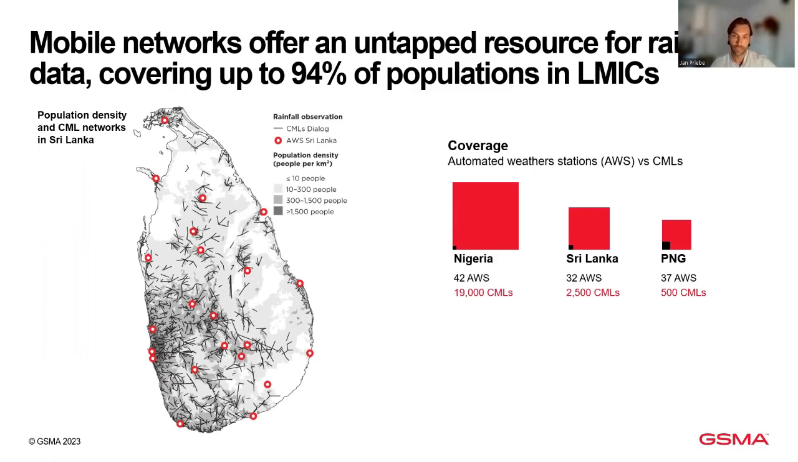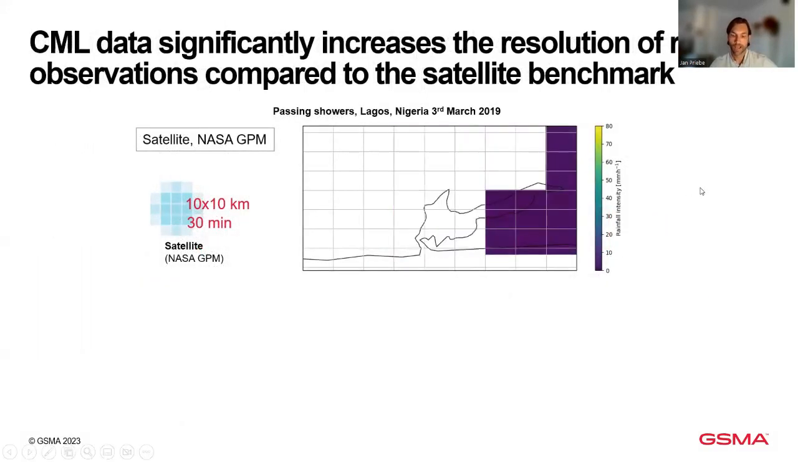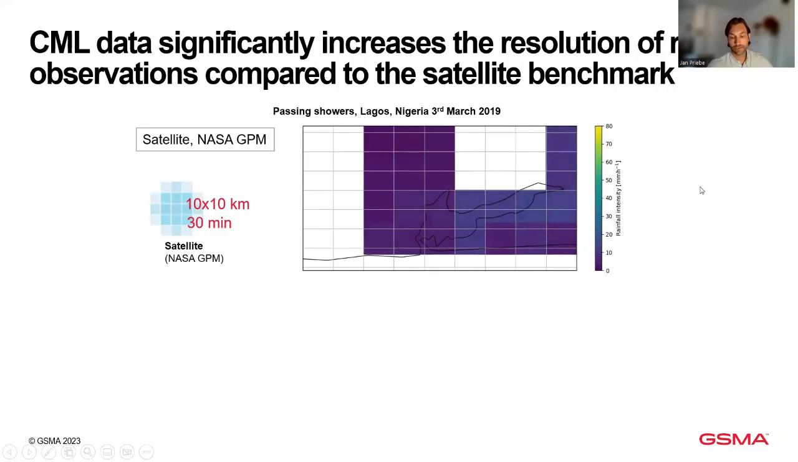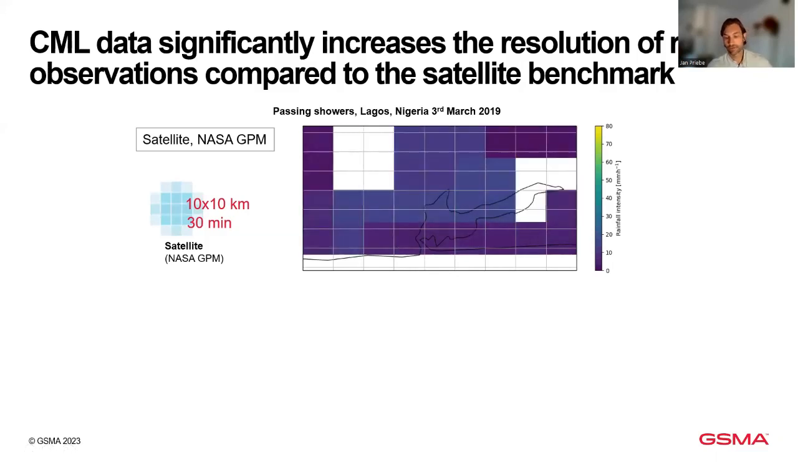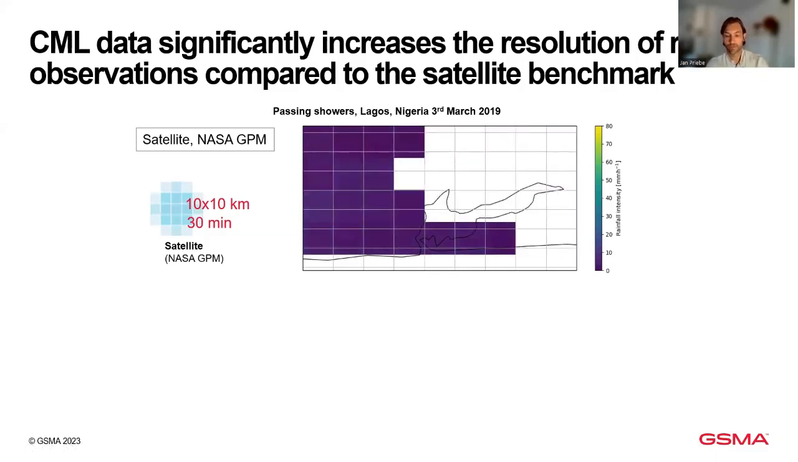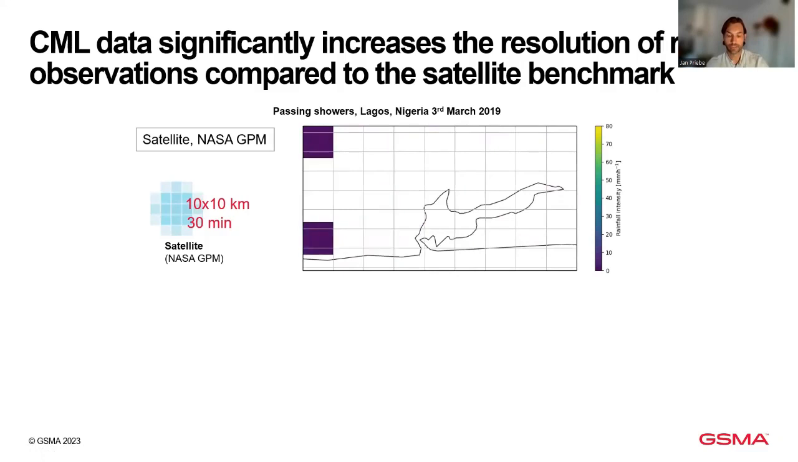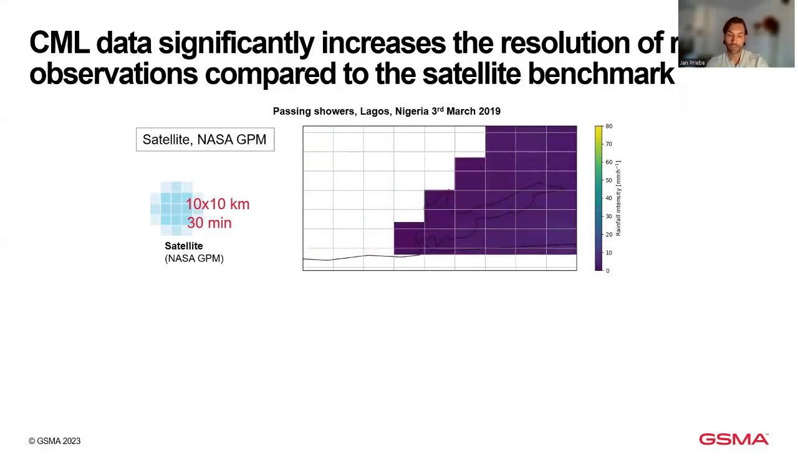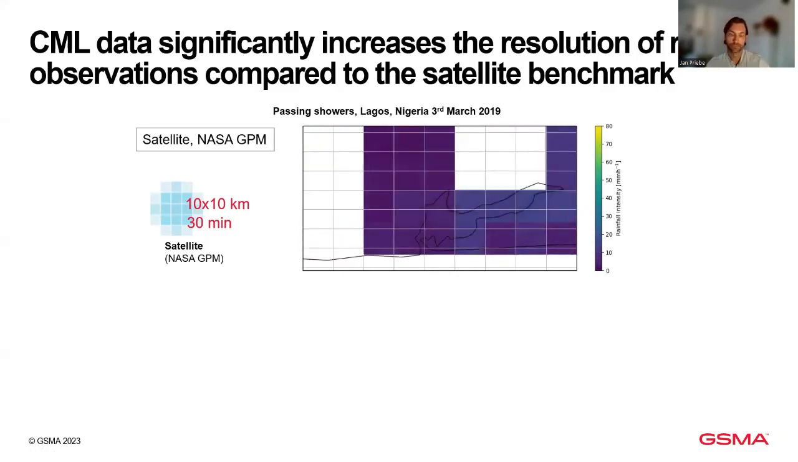Just to give you an example, in Sri Lanka, we were only able to access data from about 32 automated weather stations through the Met Office. Yet we had access to about 2,500 CMLs through Dialog Axiata's network. So where CML data can greatly improve coverage compared to automated weather stations, it also presents a great increase in the resolution and reliability provided by satellite observations.